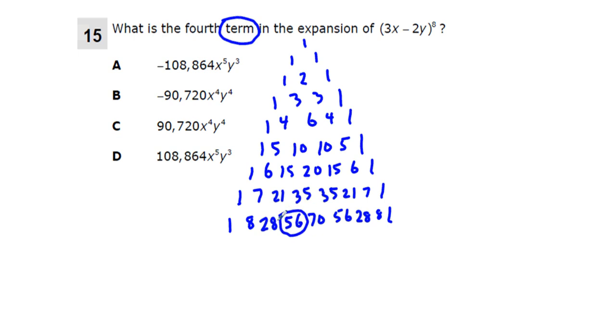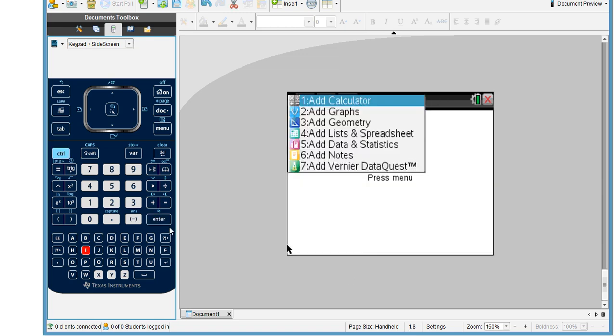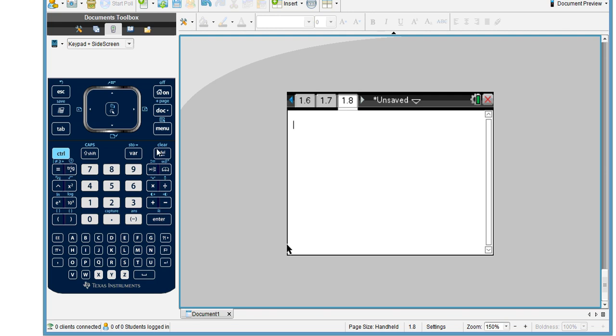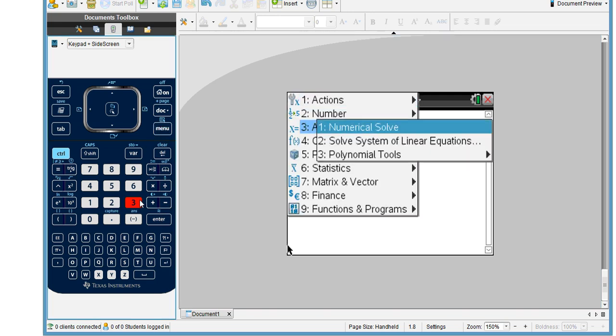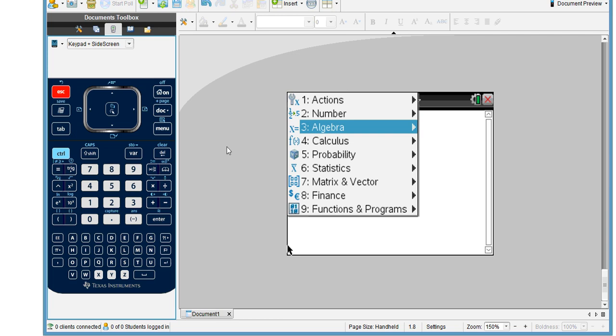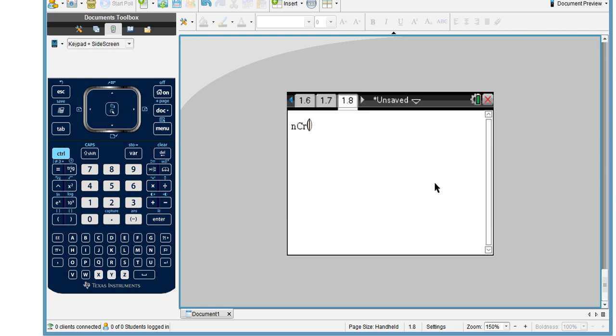Now, one way you can find out which one that is in your calculator: I'm going to go to Control I and add calculator. We're going to go to menu, then probability. Not algebra, probability. And we're going to go to combinations. Okay, we get nCr.